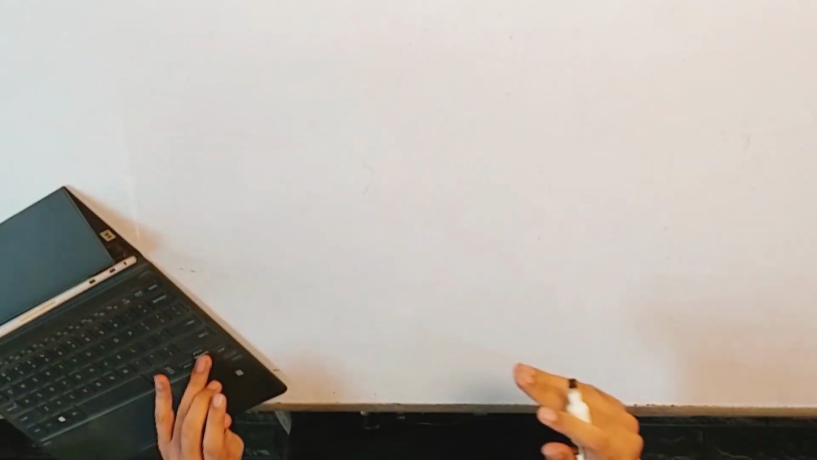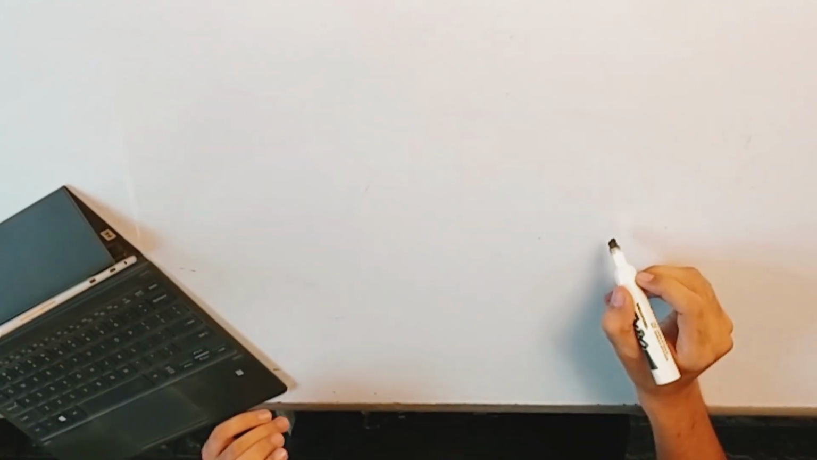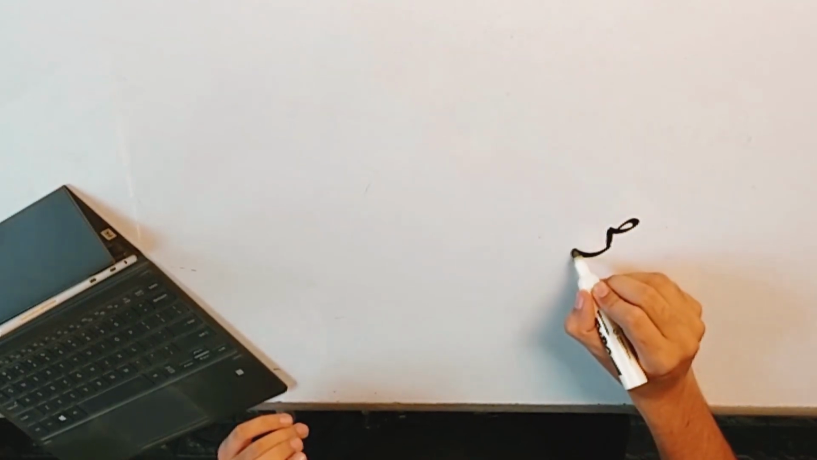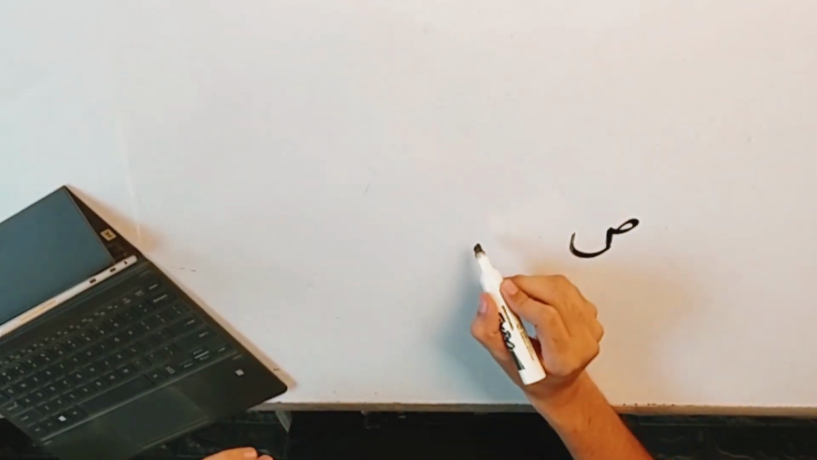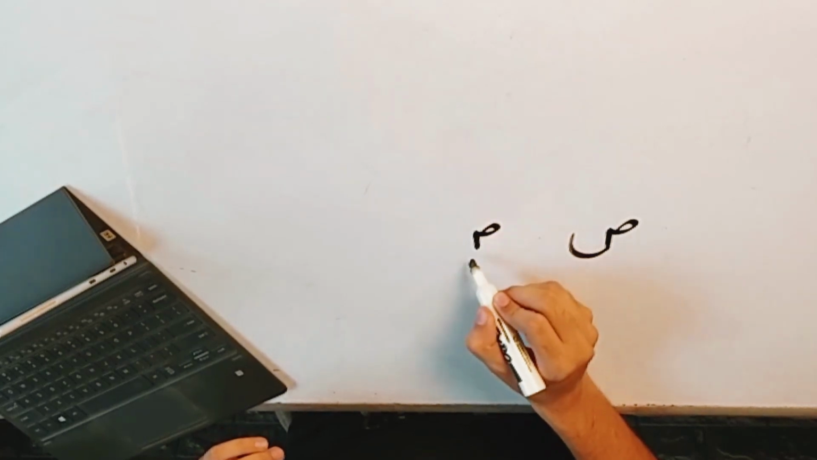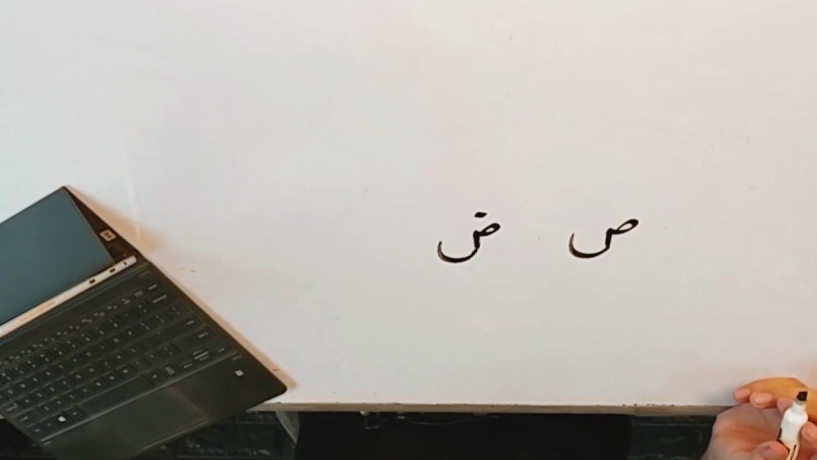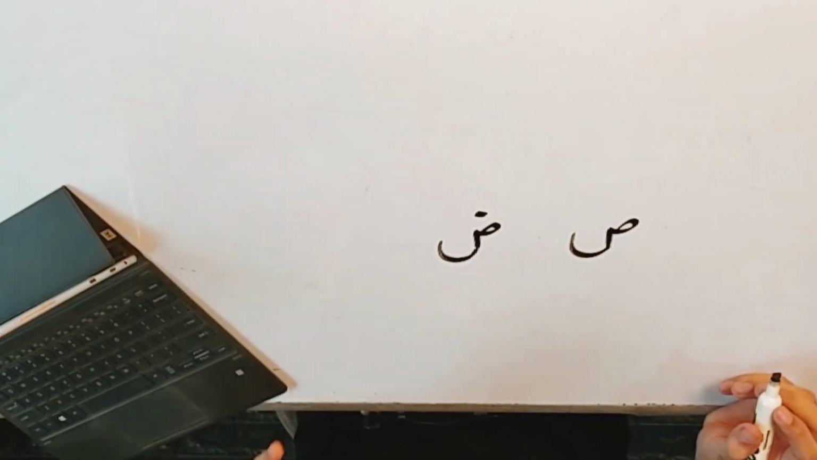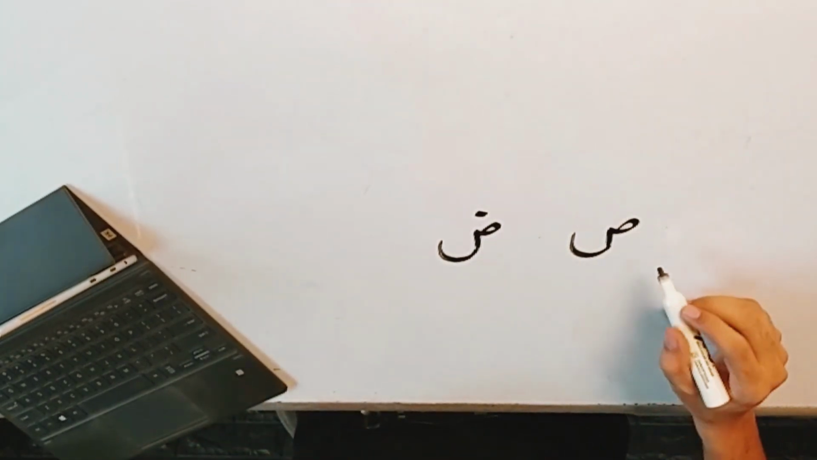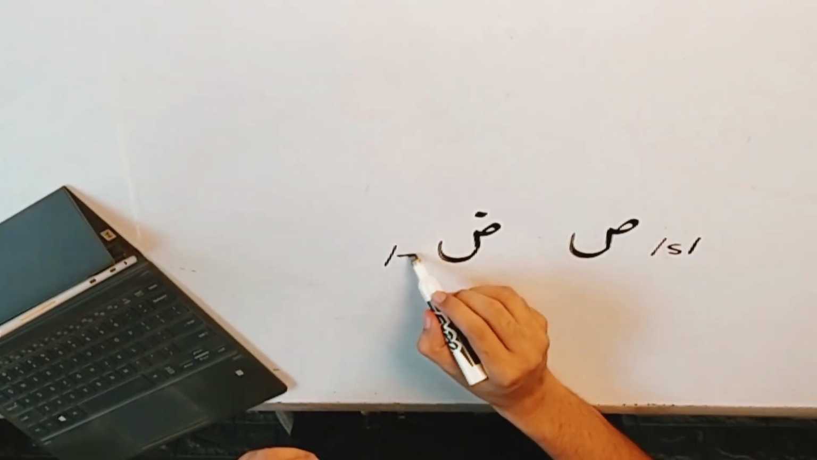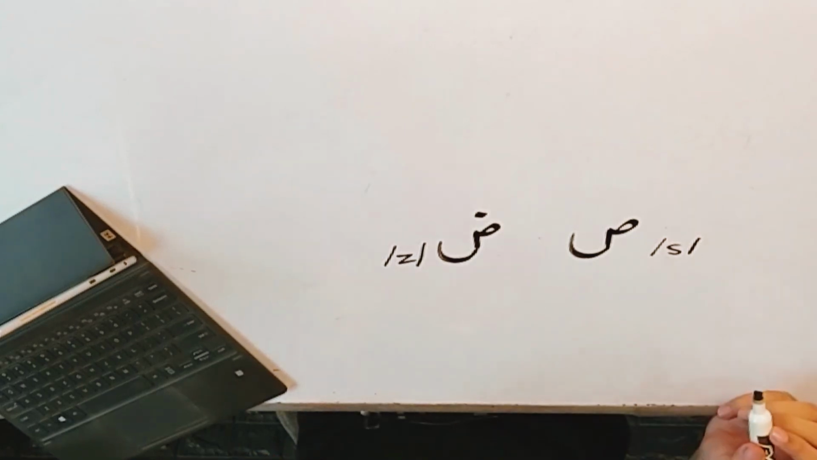Swad group. Okay, so they look something like this. Swad, and draw the same shape but just place this dot, you get Zwad. Swad and Zwad. This makes S sound, this makes Z sound, Z and S.